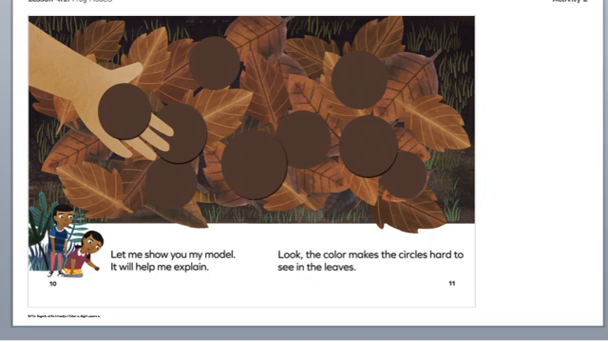So when Luz tests her model and puts those brown circles on top of the brown leaves, she's using a defense to help protect those frogs. Think about what defense she's modeling in this picture. Wow, great job. Right, she's modeling camouflage. The brown leaves are almost the same color as the brown circles and make it hard for a predator to see.